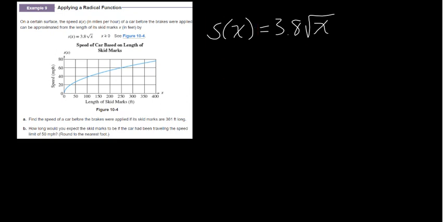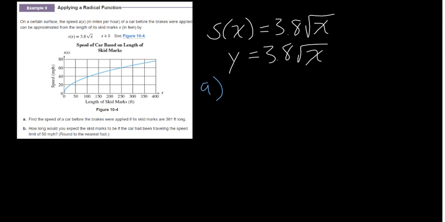Part A reads, find the speed of a car before the brakes are applied if its skid mark is 361 feet long. Let's rewrite it to drive the point home, because s of x might throw you off, but it is simply a variable, the speed in miles per hour of the car. So for A, I just need to solve for y, because s of x and y are the same thing.